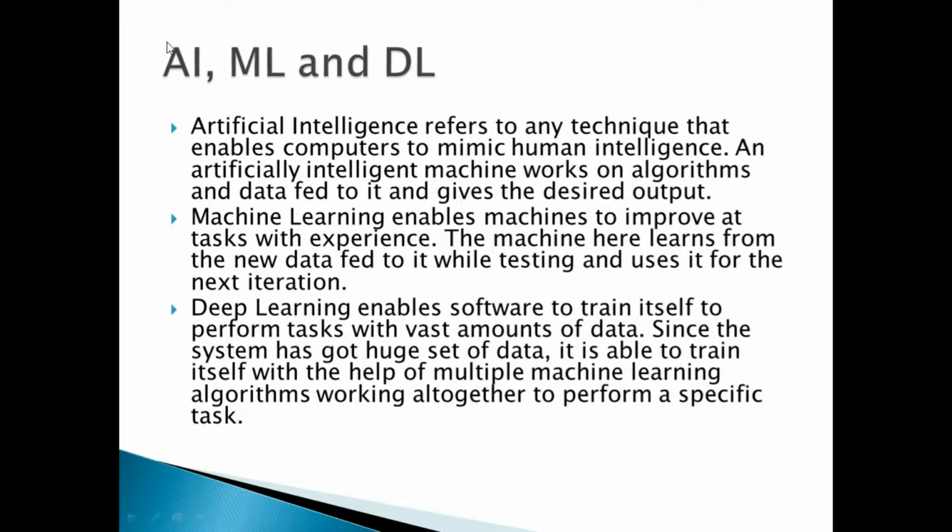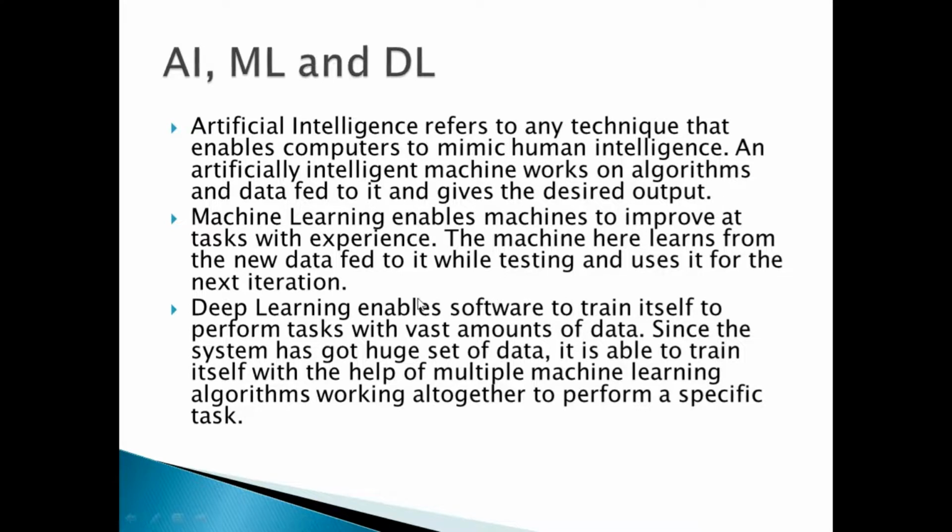The next important thing to know is AI, ML, and DL. AI is nothing but artificial intelligence. Here, we make computers think like humans. Artificial means man made. Intelligence is that the machine is already trained, and with that knowledge it's applying that knowledge to do a particular task. So the machine is able to think on its own, but in an artificial manner. An artificial intelligent machine works on algorithm and data fed to it and gives the desired output.